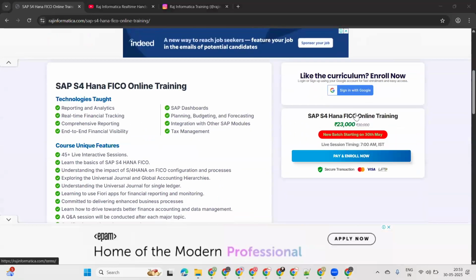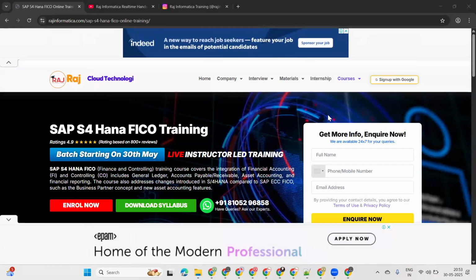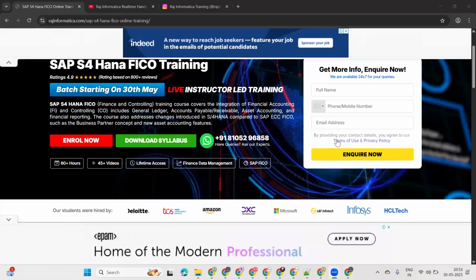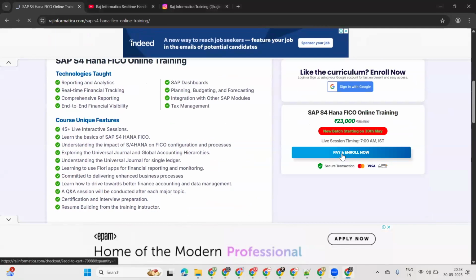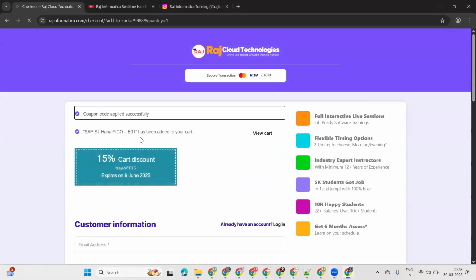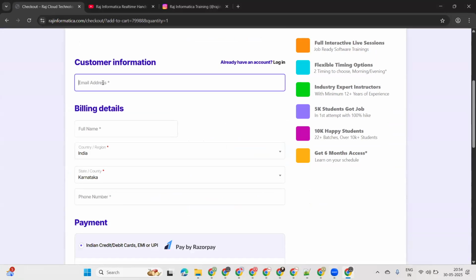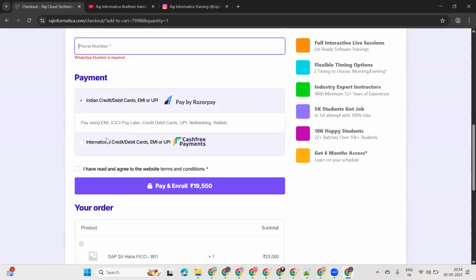If you scroll down, you can see pay and enroll now. I'll tell you how to come to this page as well. On the home screen, go to courses, click on SAP training, scroll down here and click on pay and enroll now. It will be redirected to the payment page, where the 15% discount will be applied automatically. Fill in your details here: your email ID, name and phone number. After this, you can select the payment modes.